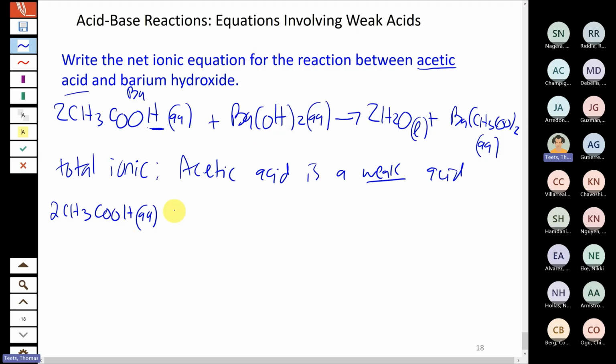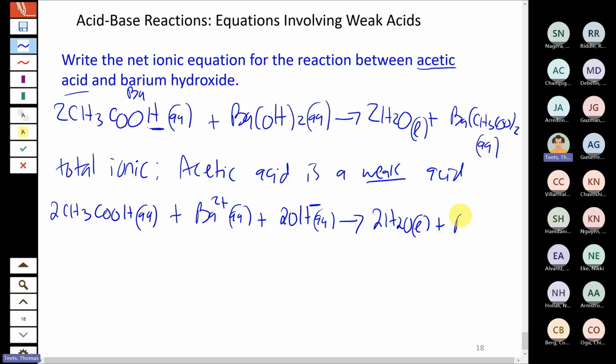Barium hydroxide is a soluble ionic compound, so that one we can separate out. It has 2 OH minuses in the formula. And then on the product side, water is just a covalent liquid, so we don't separate that into anything. And then barium acetate is a soluble ionic compound. So we're going to have barium 2 plus and CH3COO minus, both of those aqueous and dissolved.